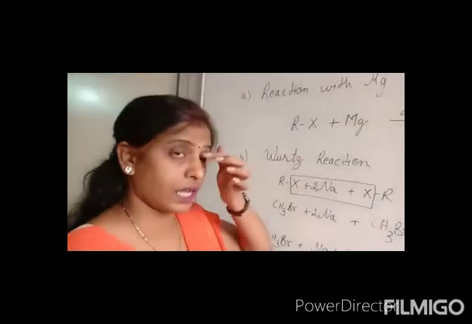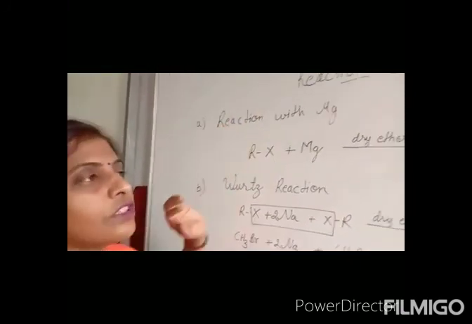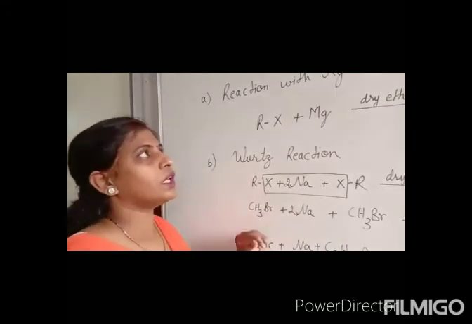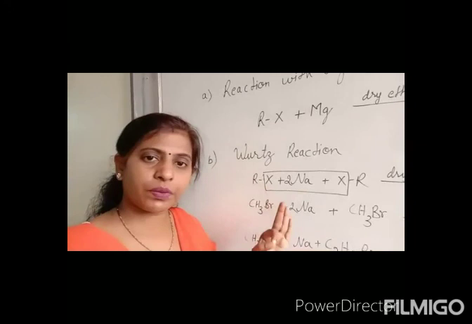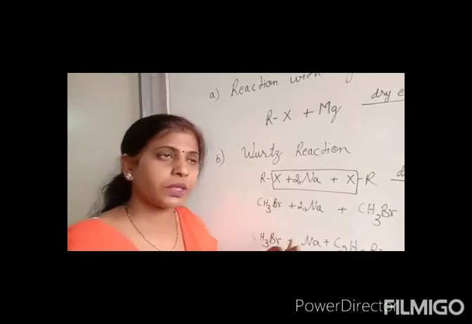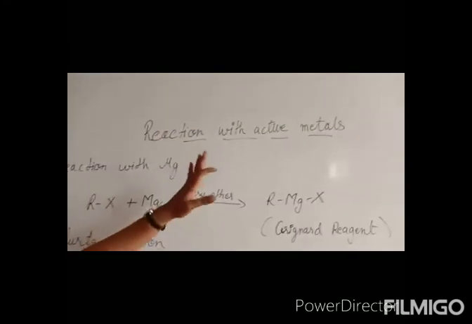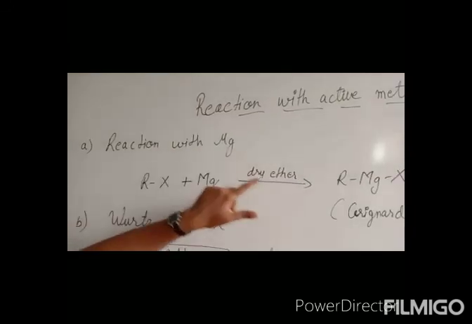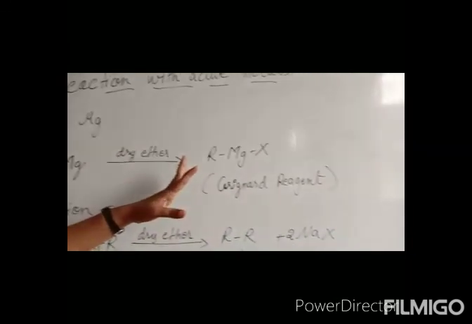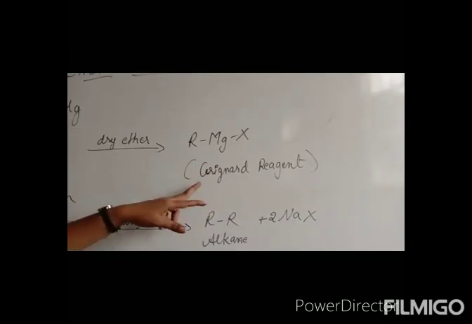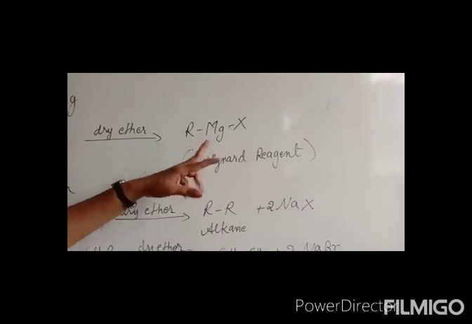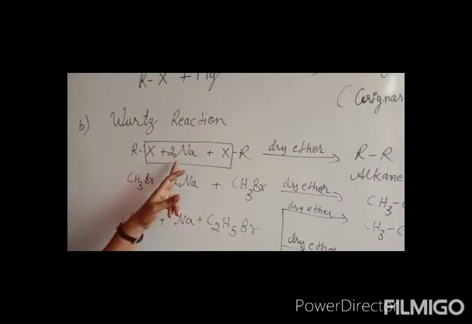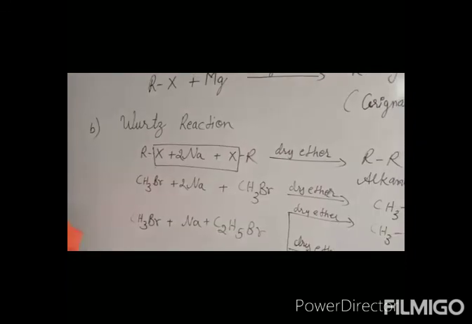The Wurtz reaction. So this is the last part of our chemical properties of haloalkanes, where we have completed the substitution reaction, elimination reaction, and the last one, that is reaction with active metals, where we have seen the reaction with magnesium, where I get a wonderful organometallic compound, that is Grignard's reagent, alkyl magnesium halide. Second one, we are doing the reaction with sodium. So in sodium we get our alkane.